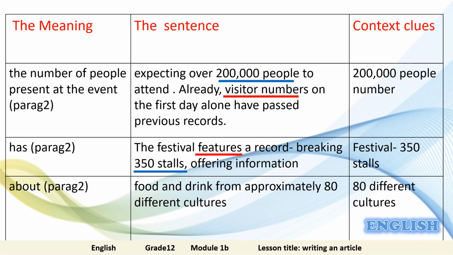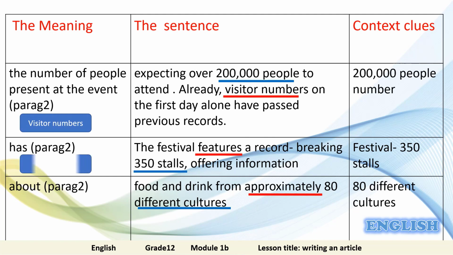We need to look for a word that means about. Food and drink from approximately 80 different cultures. Okay, 80 different cultures. Yes, approximately. Means about. How can you tell? 80 different cultures. Let's rephrase the sentence and see if it really sounds correct. Food and drink from around or about 80 different cultures. Sounds really correct. So, number of people here means visitor numbers. Has means features, and about means approximately.